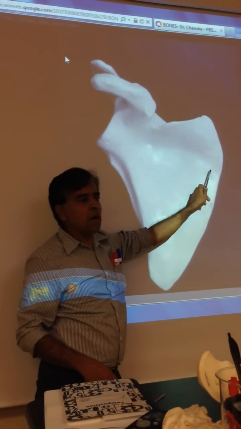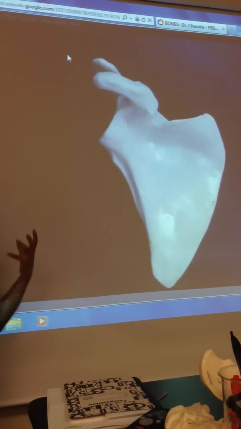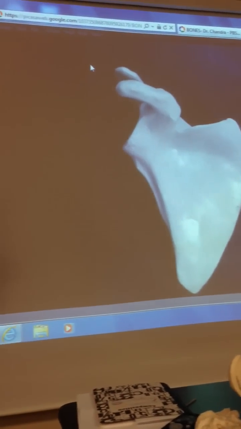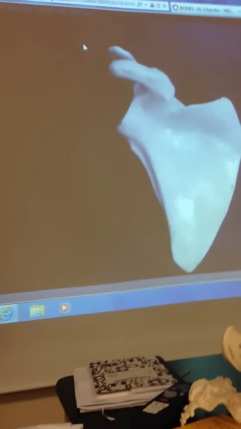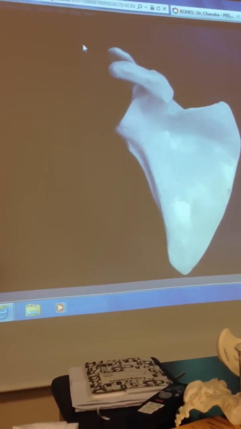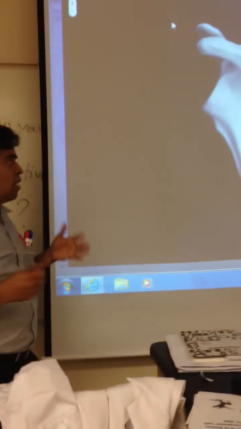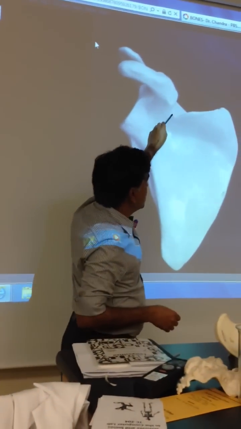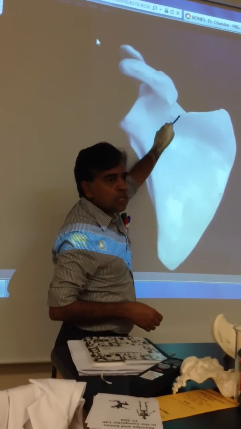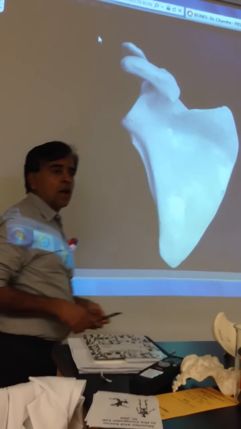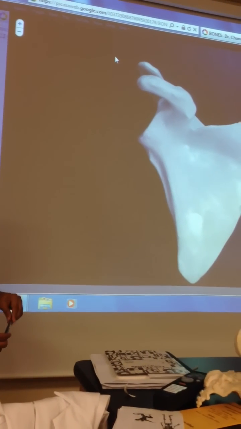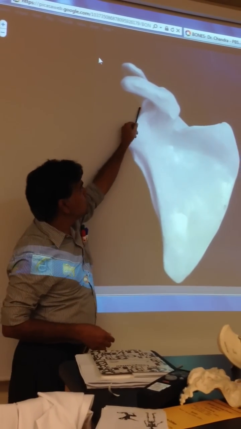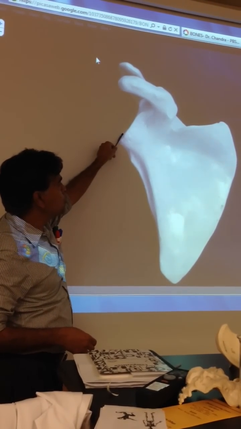Where's my medial border? You have to have some idea about the bone to tell whether it's medial or lateral. For many things, your condyles, epicondyles, everything, there's a medial and lateral, so you have to know which is right and which is left. Then there is a notch here. That's your scapular notch or suprascapular notch, because it's on the top of the scapula. And the cavity here is your glenoid cavity or glenoid fossa.